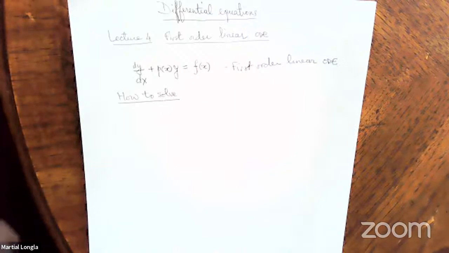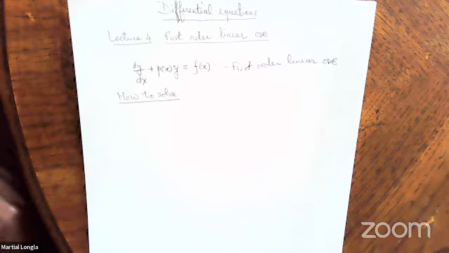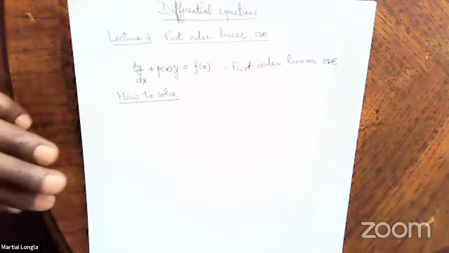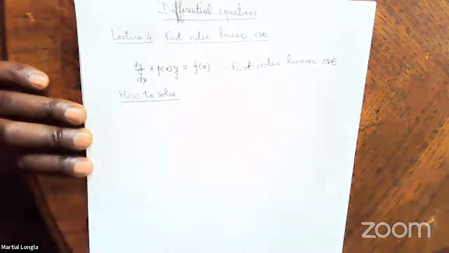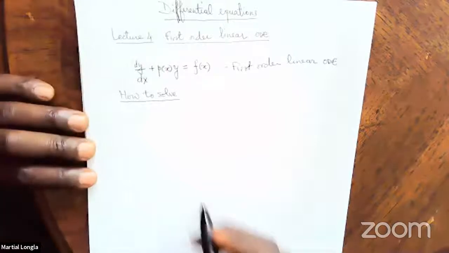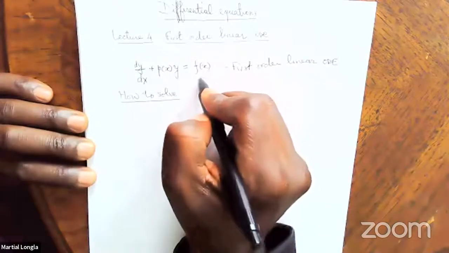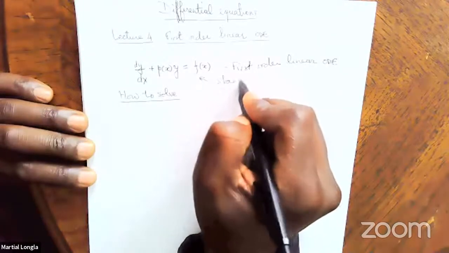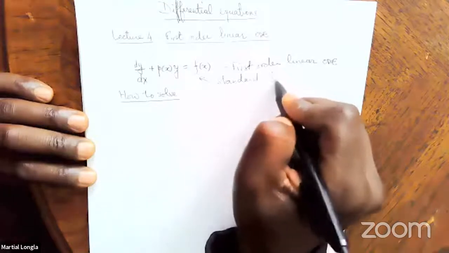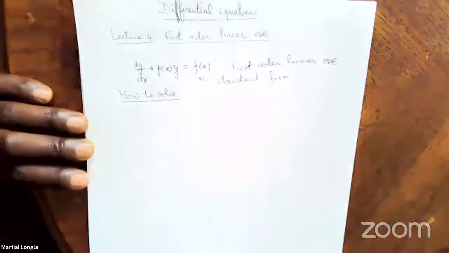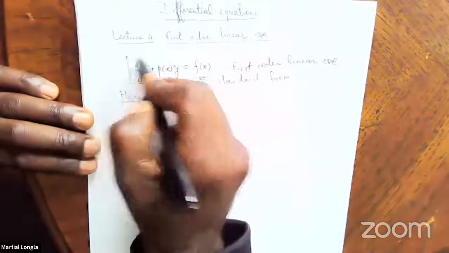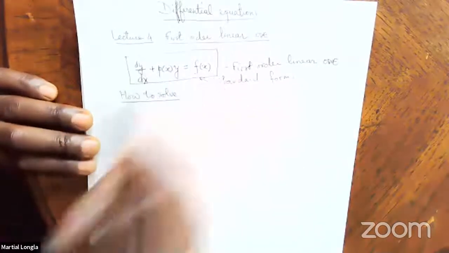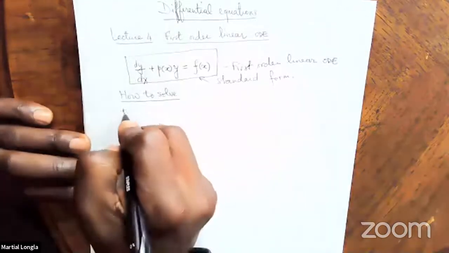How do we solve a problem if we see that it's a first order linear ordinary differential equation? Like I said earlier, you might have something in front there. So if you have it, you need to divide it. We call this the standard form. So that's the standard form of the equation. If the equation is not in a standard form, then you need to bring it to the standard form. Let's call that step zero.